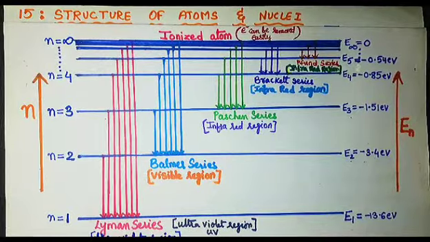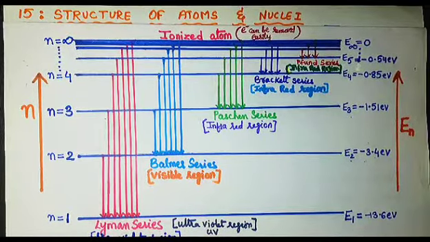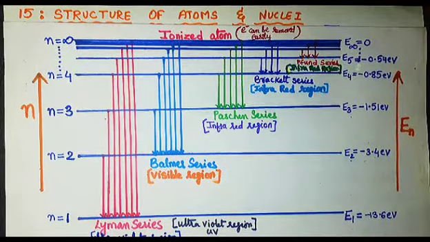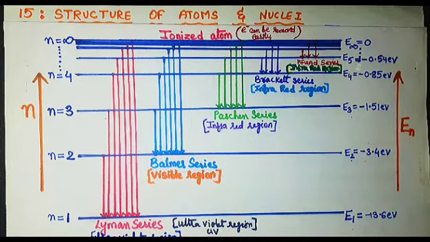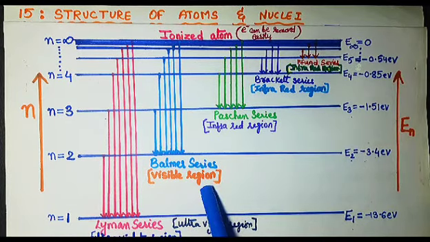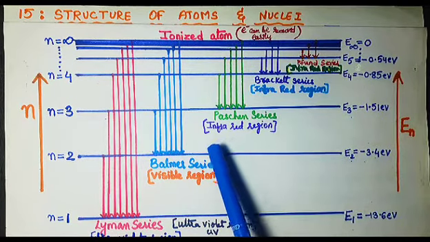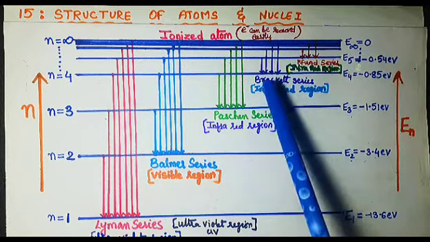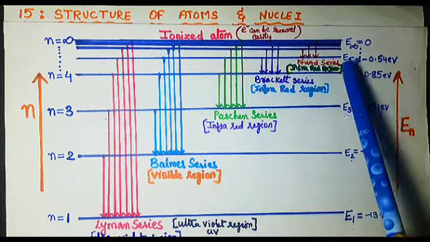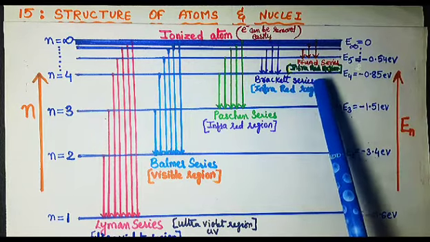This is the energy level diagram for hydrogen atom. That is the different series in hydrogen spectrum. In this diagram we can see 5 different series. They are the Lyman series, which lies in ultraviolet region, Balmer series, which lies in visible region, Paschen series, which lies in infrared region, Brackett series, it also lies in infrared region, Pfund series, same, it lies in infrared region.